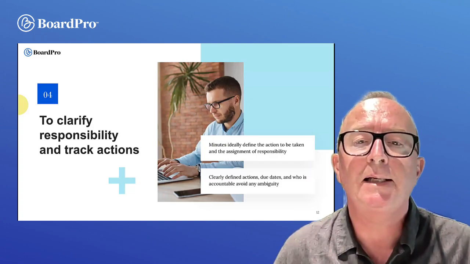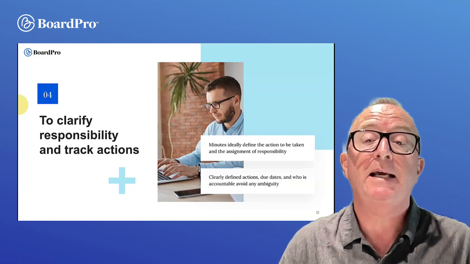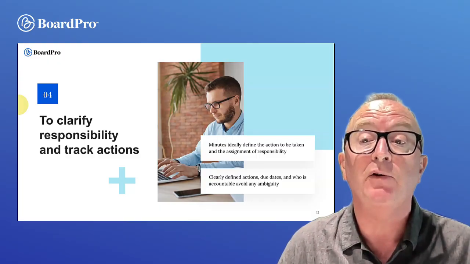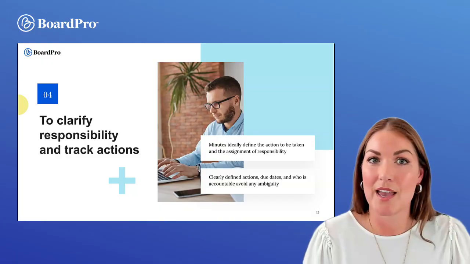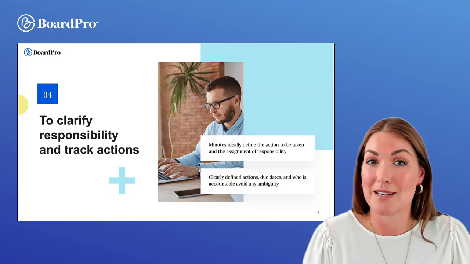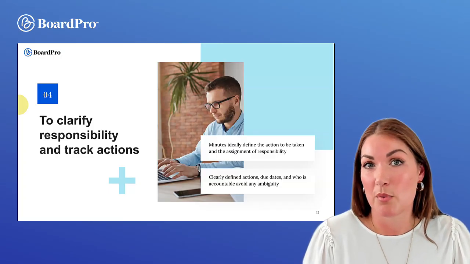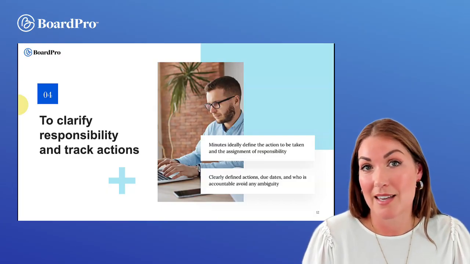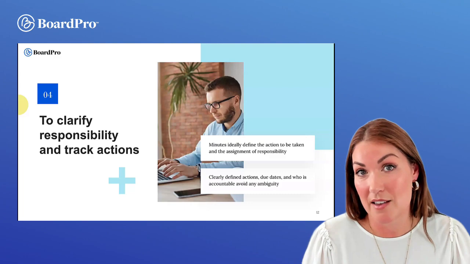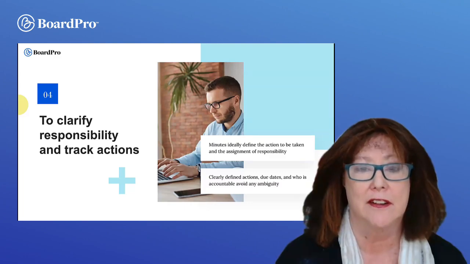A couple of questions, ladies, that have come in. This one from Tony. How important is it to have minutes signed by the chairperson and directors? Well, Tony, you need to have a look at the legislation in your area. It is a legal requirement here in New Zealand that the minutes are signed by the chairperson. The rest of the board do not need to sign, but the chairperson does, and it can be a digital signature. It doesn't have to be a physical signature.